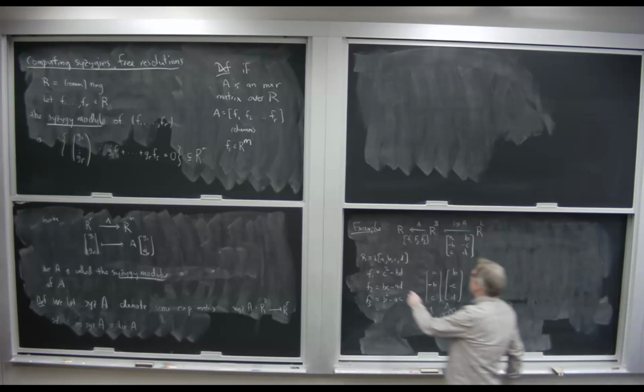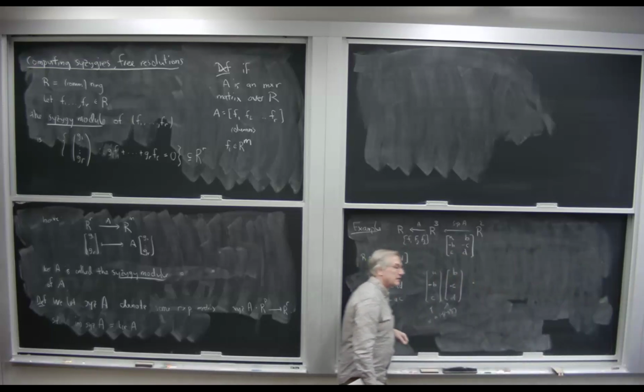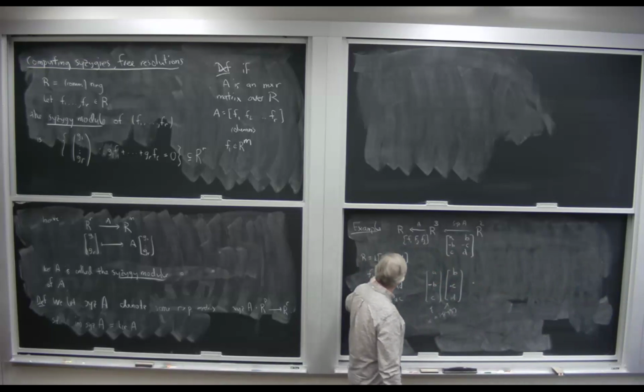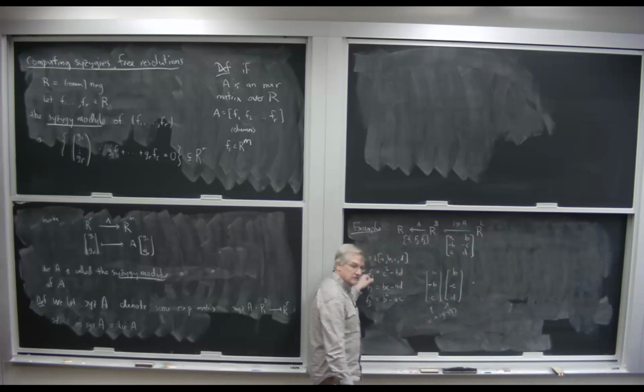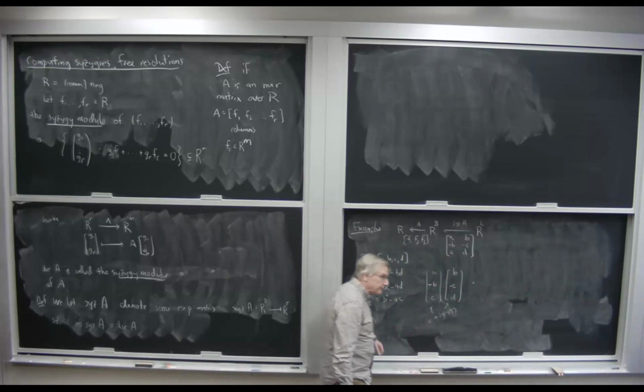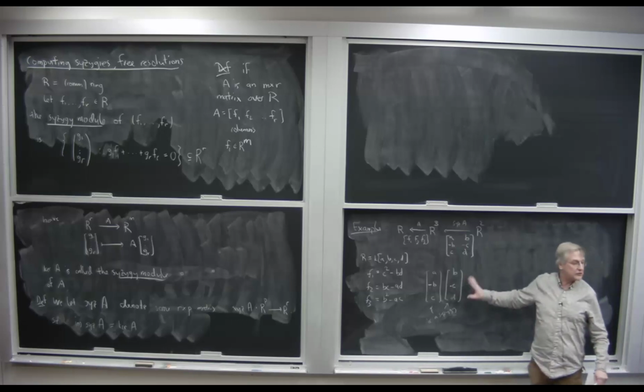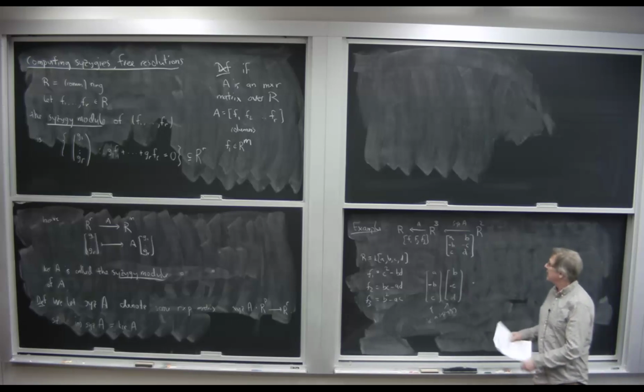This is not a regular sequence here. This is just not a regular sequence. So in fact, the max length of a maximum regular sequence inside of this ideal generated by this thing is 2. So not 3. Otherwise you would get what's called the Koszul complex, this way.